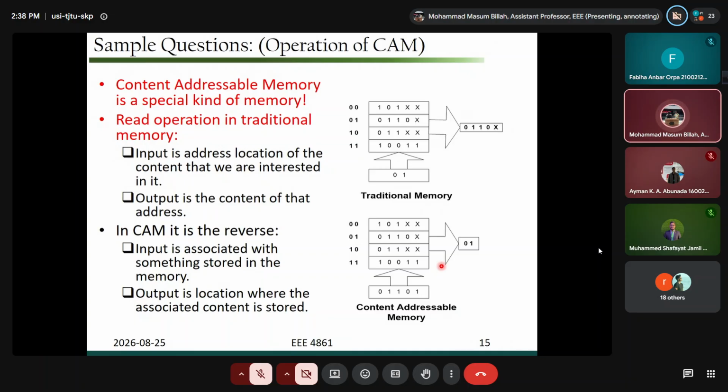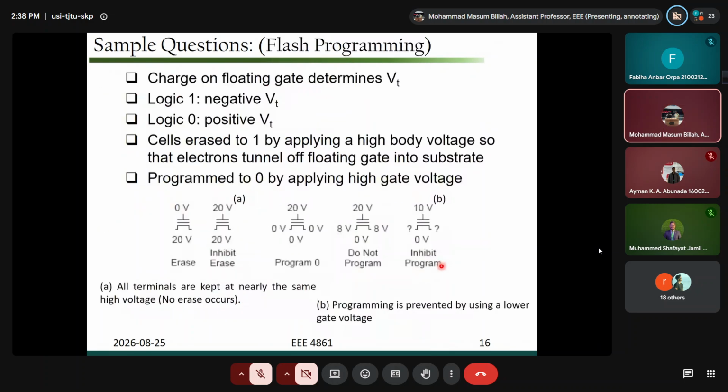This is a special kind of memory, so you need to explain those things, the differences. Maybe I will ask you with some points, like this is the point. Based on these points, you have to write down the differences between CAM and conventional memory.